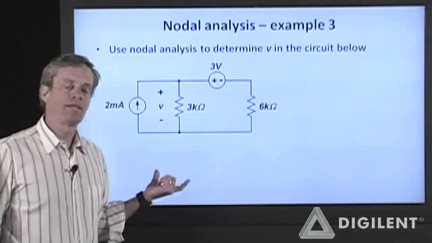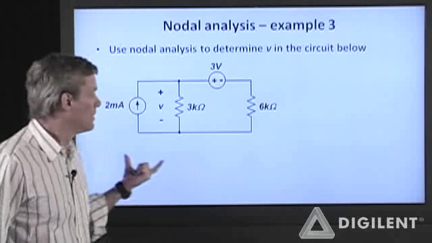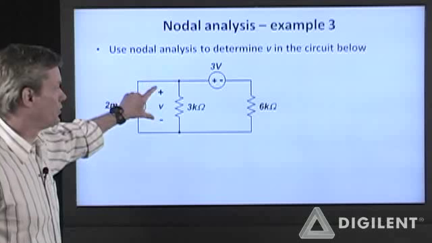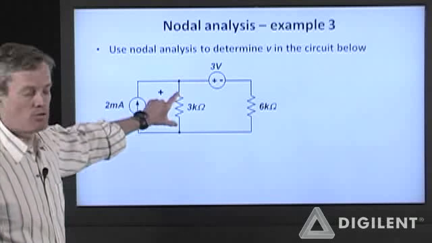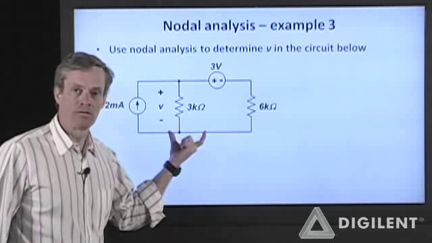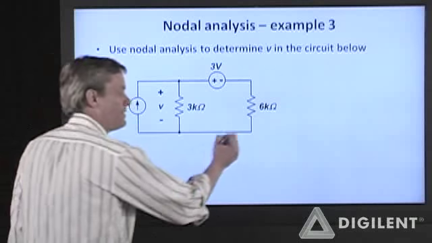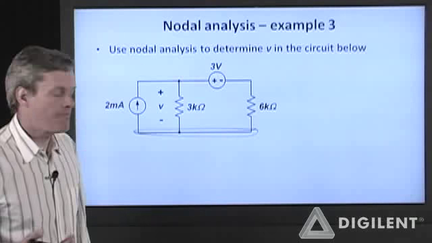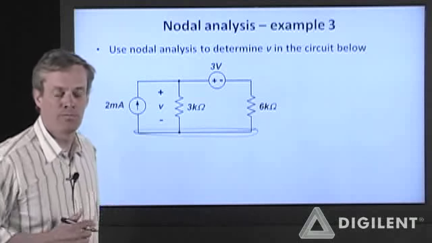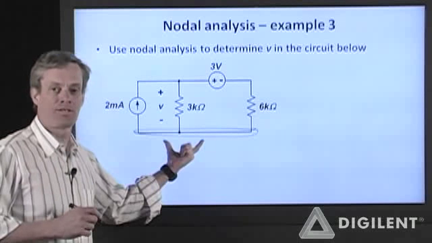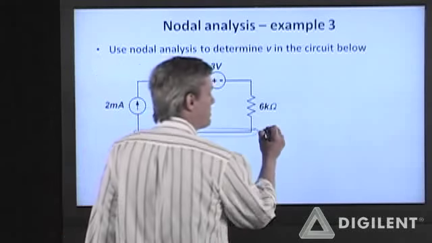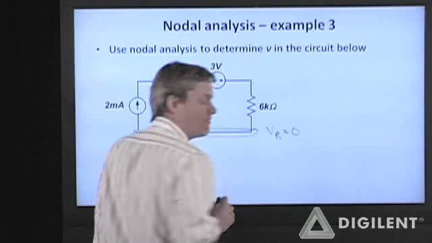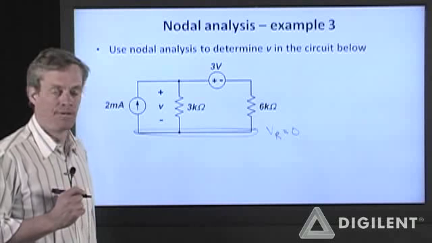Let's do one last fairly simple example. I want to determine this voltage V across this 3 kilo ohm resistor in this circuit. Step 1, define a reference node. I tend to, by force of habit, choose it at the bottommost node in my circuit diagram. That's not a requirement, but let's say V sub R is equal to 0 there.